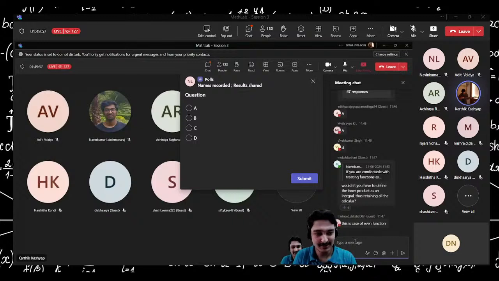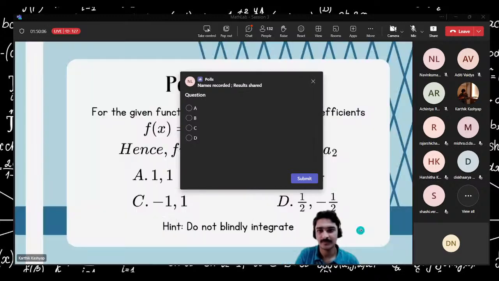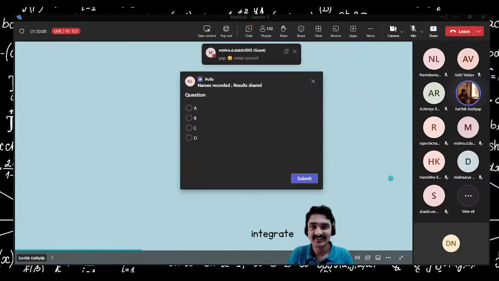Yes, Mishra, I will get to the point of even and odd functions. That is the next part of this. Okay, moving on with this.